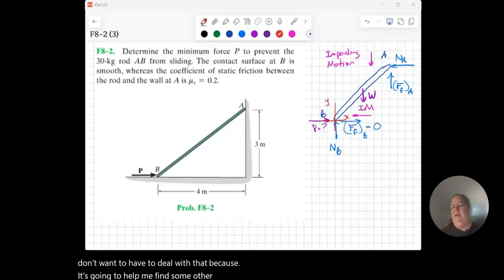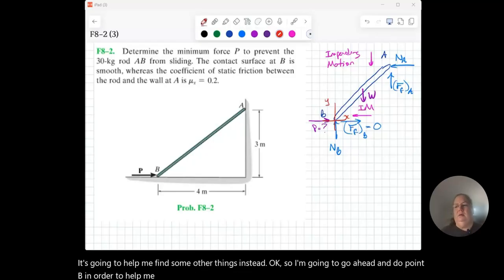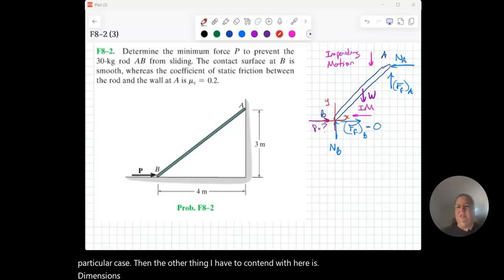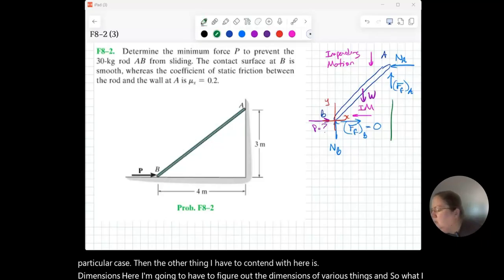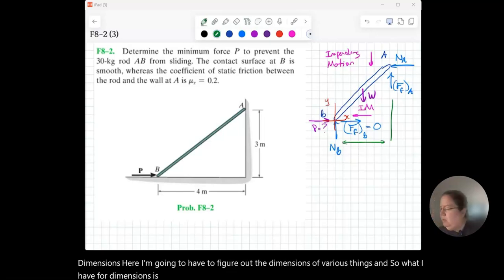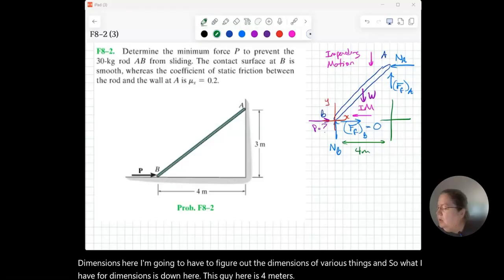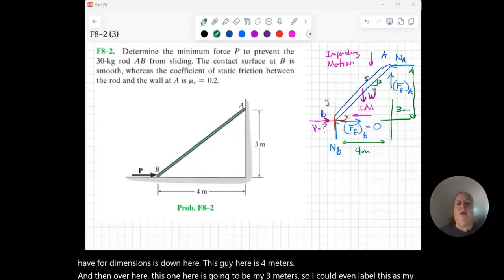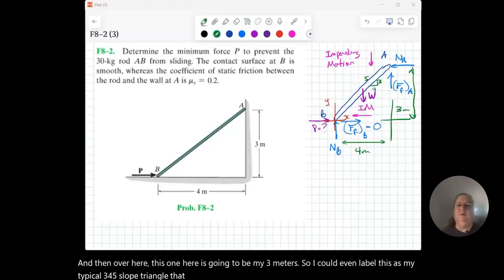Okay, so I'm going to take moments about point B in order to help me figure out what the moments are in that particular case. Then the other thing I have to contend with here is dimensions. I'm going to have to figure out the dimensions of various things. What I have for dimensions is, down here, this one is 4 meters, and over here, this one is 3 meters. So I could even label this as my typical 3, 4, 5 slope triangle that we've seen many times over the course of this semester.